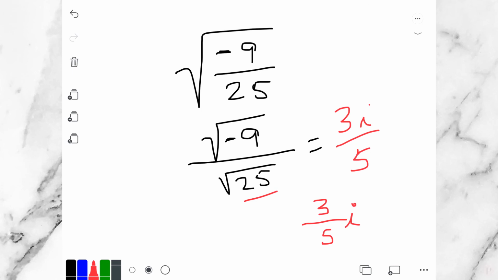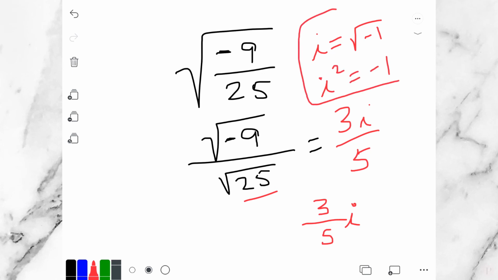So I'm going to be sending out some problems for you to practice simplifying radicals with negatives. Basically the same concept. You just got to take care of the negative. Remember, I'll write it down one more time because I know that you're going to want to write it in your notebook. i equals the square root of -1. i squared equals -1. These are important little somethings to have in your toolbox.